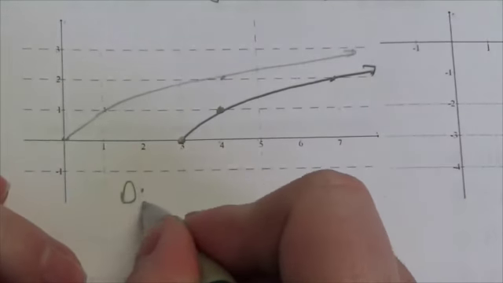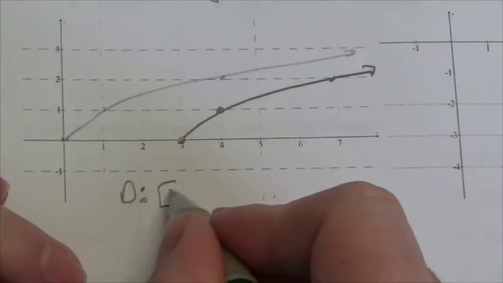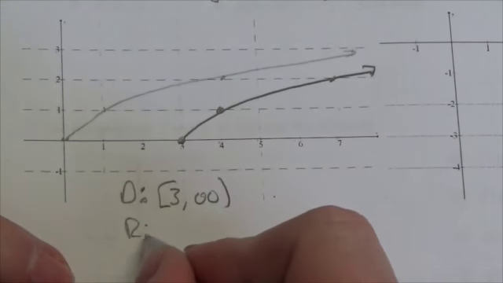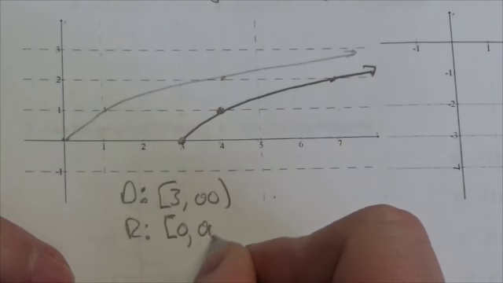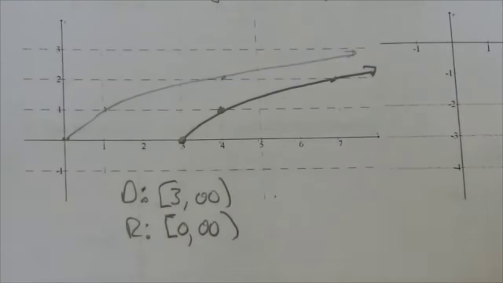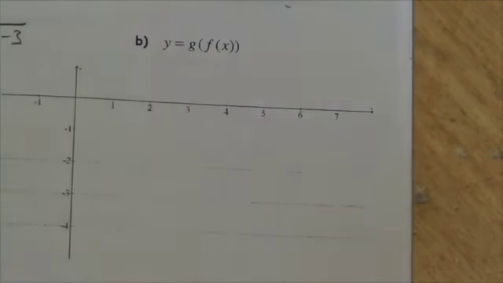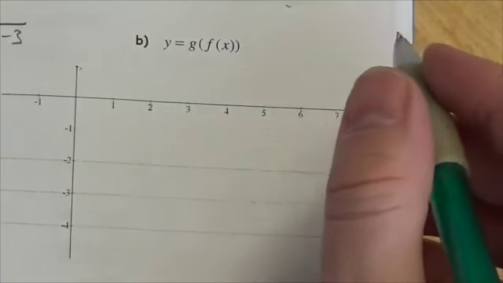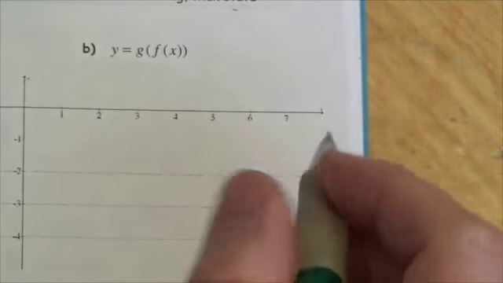So my domain of this final result here in interval notation is going to be 3 out to infinity. The range is going to be 0 out to infinity. It does it fairly slowly, but it does go out to infinity there. Now, for this guy over here, g of f of x, all we're doing is changing the order in which we're putting the functions here. But remember, that does make a difference.